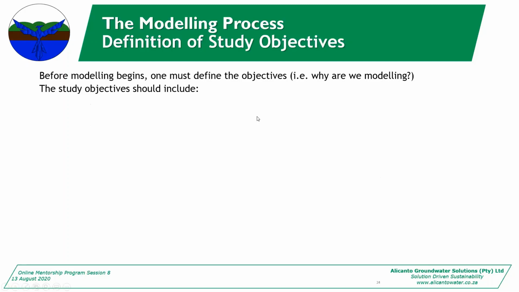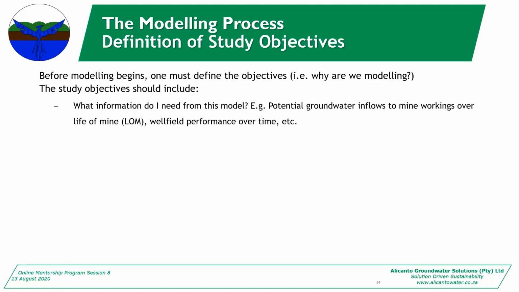Okay, so before you model, you need to define the objectives. So why are we modeling? What are we trying to see with the modeling? These study objectives should include the information that you need to get out of this model. So for example, do I need to look at what the inflows to the mine workings are going to be? What's my well field performance going to be, etc.